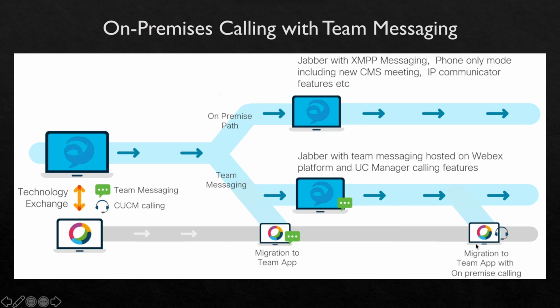Now, if companies want to continue to use Jabber the way they are already, using XMPP messaging through the IM and presence server, they can continue to do so as well. They don't have to make the migration. Cisco will continue to support this solution, but this offers an alternative path to those companies that do want to migrate to the cloud, right?